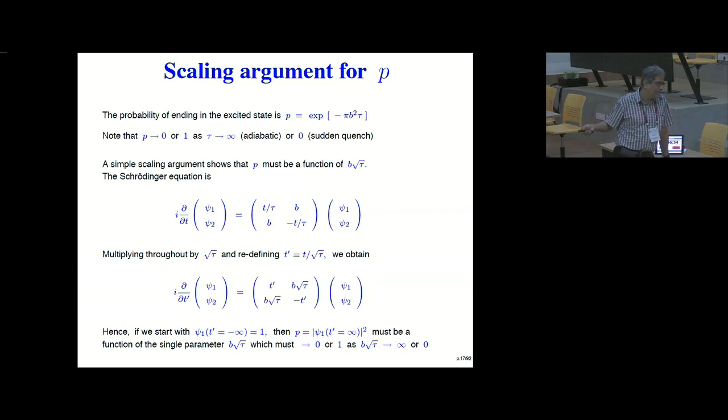No, the scaling will come later. This is just a dimensional argument here. So you look at various combinations of B and tau and see which combination will give you an equation with a single variable. And you find that you need B root tau. So the scaling law is something that comes later, after this.